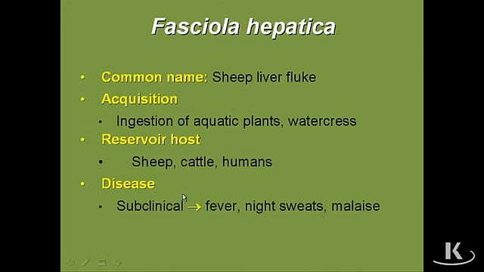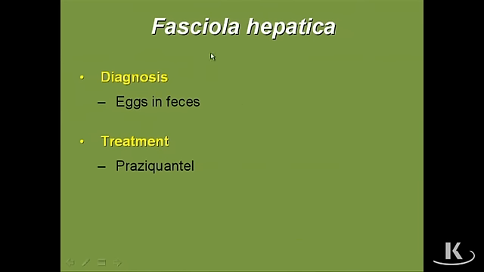Fasciola hepatica is the sheep liver fluke. You get it from ingestion of aquatic plants. And the disease can be varied from subclinical or asymptomatic to fever, night sweats, and malaise. Okay? And you're going to diagnose it again by eggs in the feces and treat it with praziquantel. And again, there's nothing really specific that stands out here. But again, in the vignette, they might mention some history of eating watercress, for example, that might help you in this direction if they happen to put it on there. But again, these are fairly low yield.